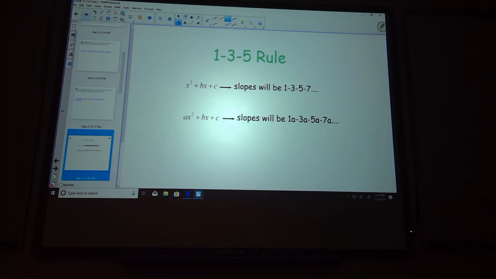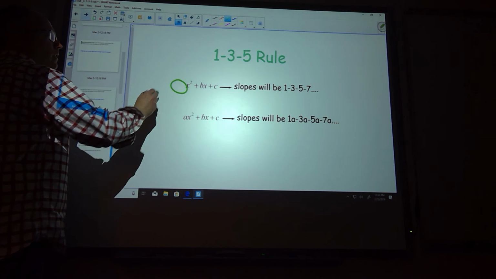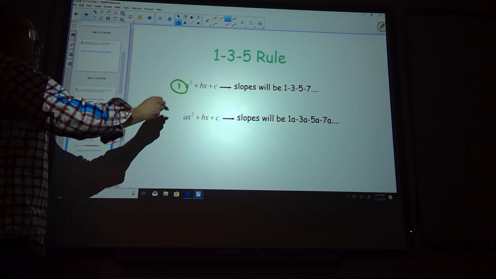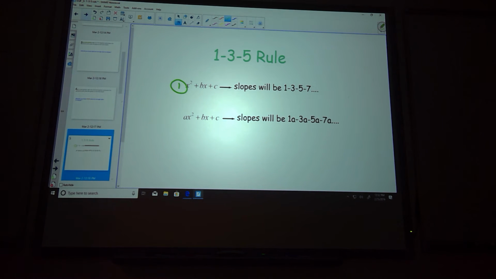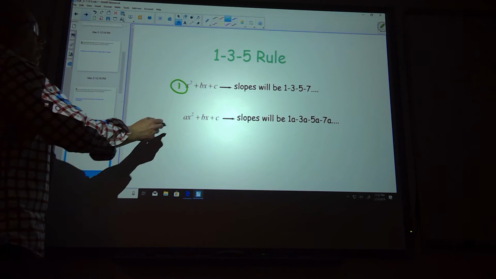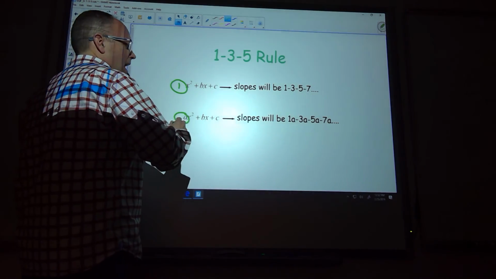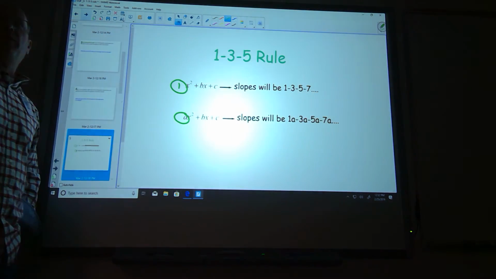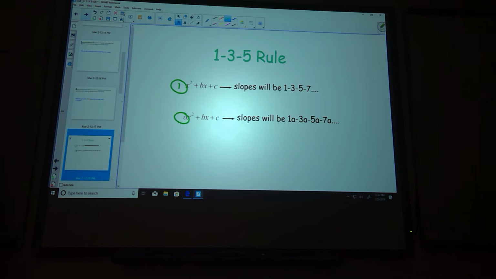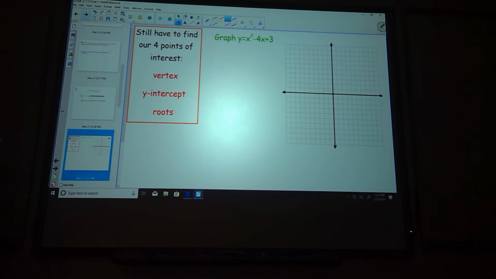If you have x squared, what is my a value out right here? 1. So if I have a 1 out front, once you find the vertex, you're going to graph by the 1, 3, 5, 7, 9, all the odd numbers rule. If your a value is something other than 1, then you're going to multiply that a value times the 1, 3, 5, 7, 9, keeps going. It's all the odd numbers. Okay? So let's keep that in mind as we progress a little further. Okay, so we want to find our 4 points. We want to find the vertex, y-intercept, and roots.